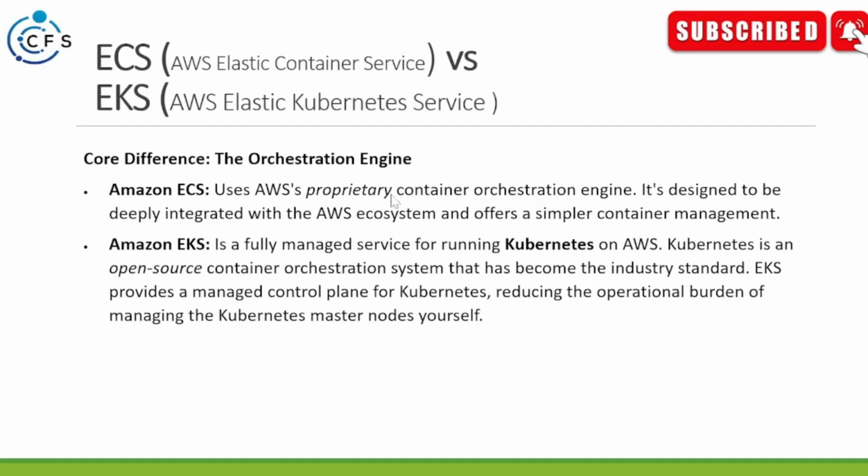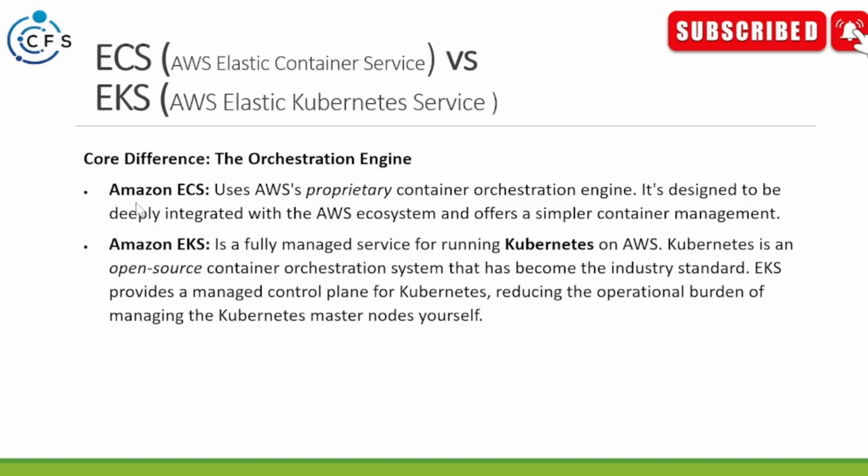Now let's move to the trending market. We have two services that are very popular: ECS, that is Amazon Elastic Container Service, versus EKS, that is Amazon Elastic Kubernetes Service. These two services are used for containerization, so we will see the difference between them.